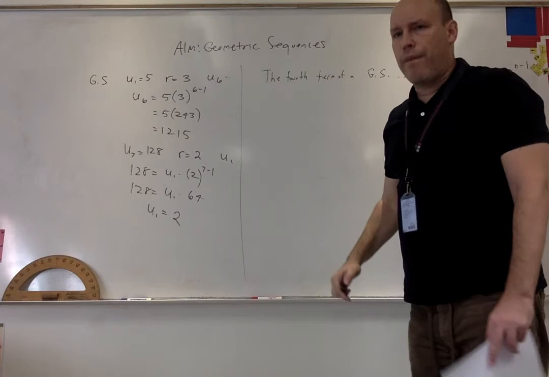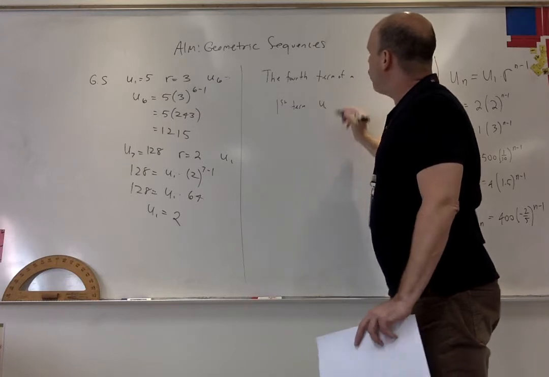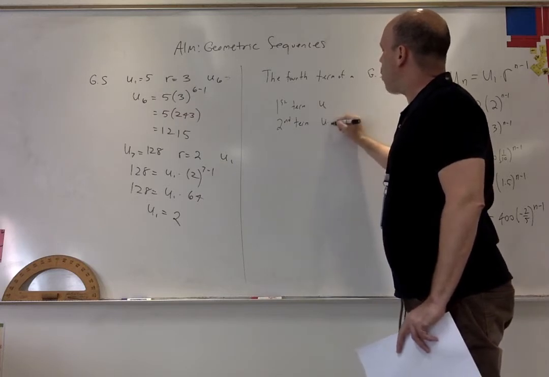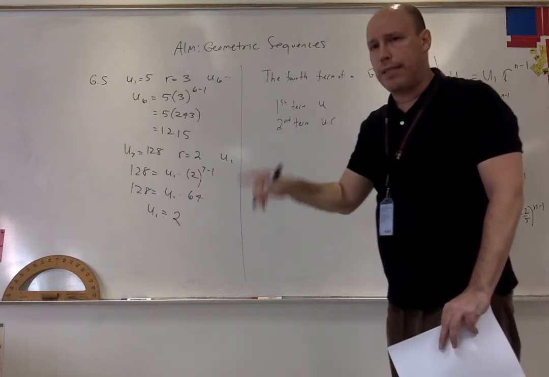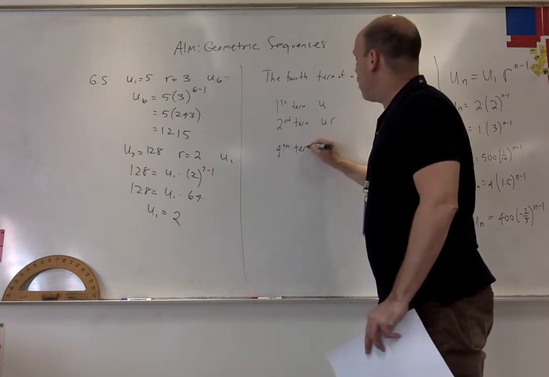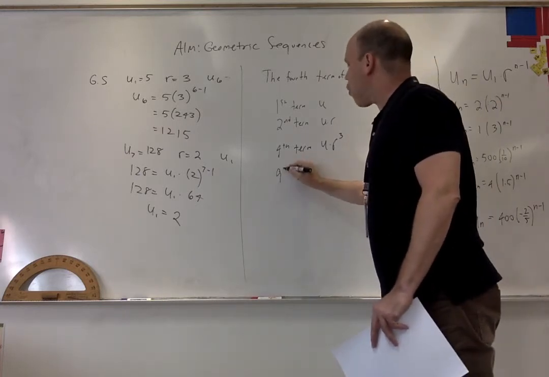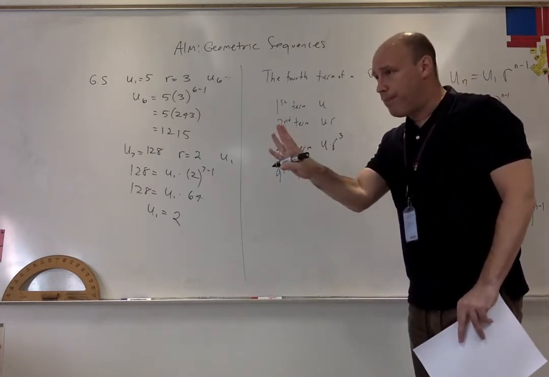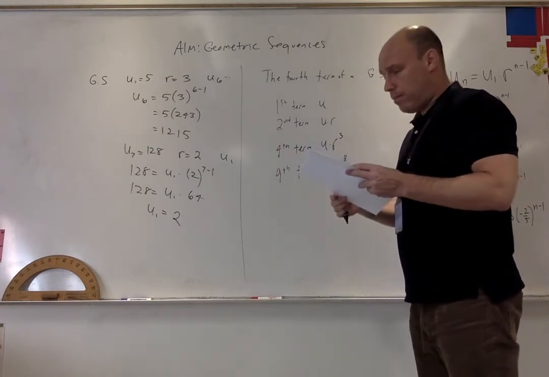What is the fourth term of a geometric sequence? Well, what's the first term? Well, the first term is u, right? What's the second term? The second term is u times r. So if someone says the fourth term of a geometric sequence is, immediately you're going to say, oh, you know what? The fourth term is u times r to the third. What's the ninth term of a geometric sequence? You say, okay, stop. The ninth term is u times r to the eighth, right? Little thing.